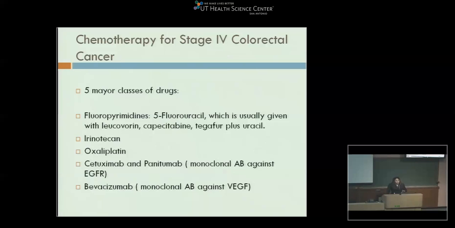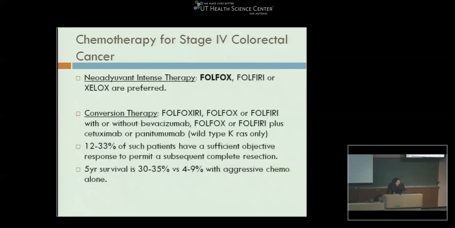So here you have the options. You have the neoadjuvant intense therapy, which for the most part, the standard of care is FOLFOX, which is 5-fluorouracil, leucovorin, oxaliplatin. And then you have the conversion therapy, which you give to patients that you think can potentially go from having unresectable metastatic disease to resectable metastatic disease.